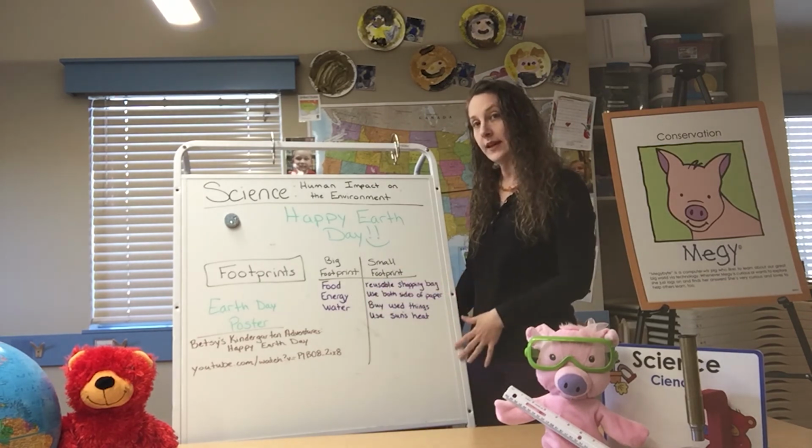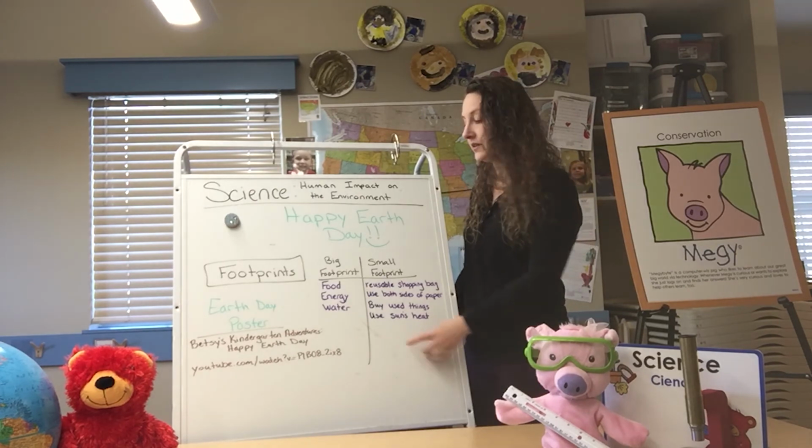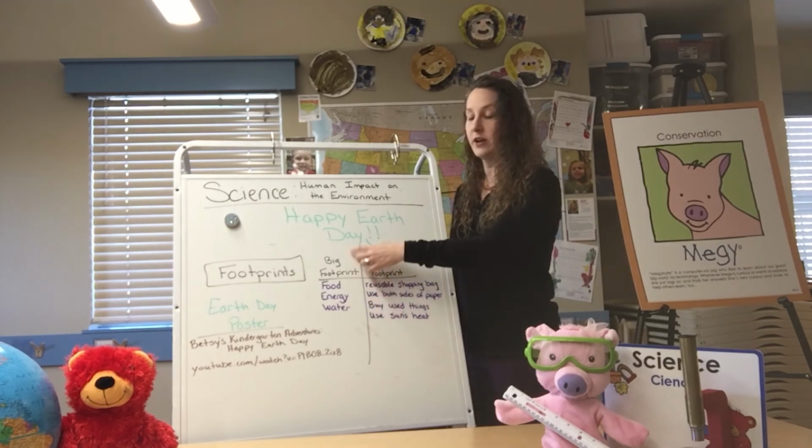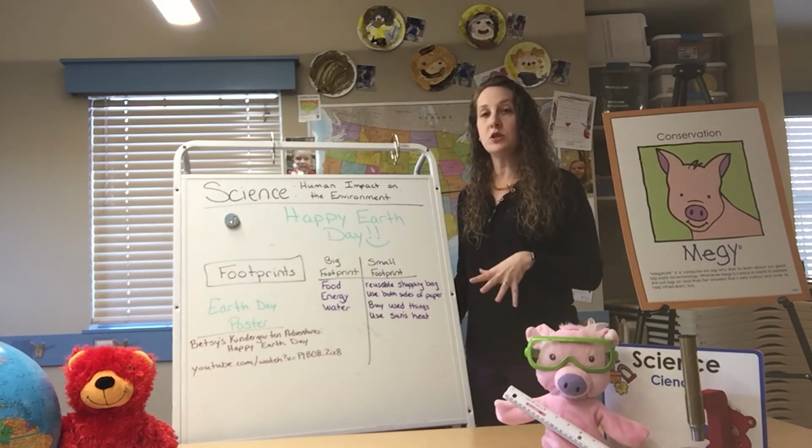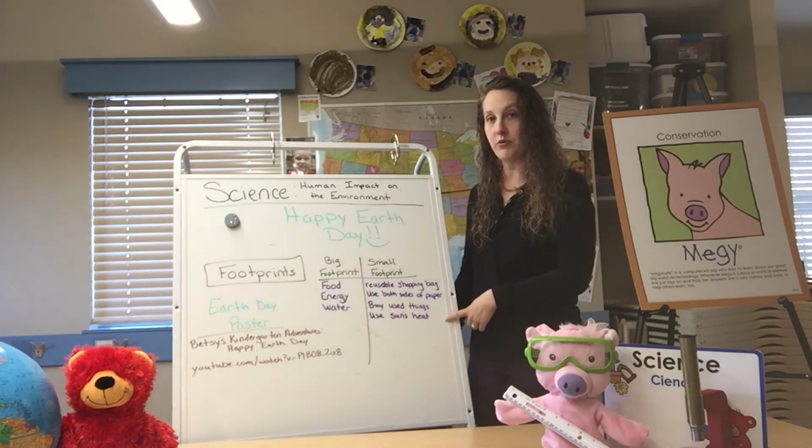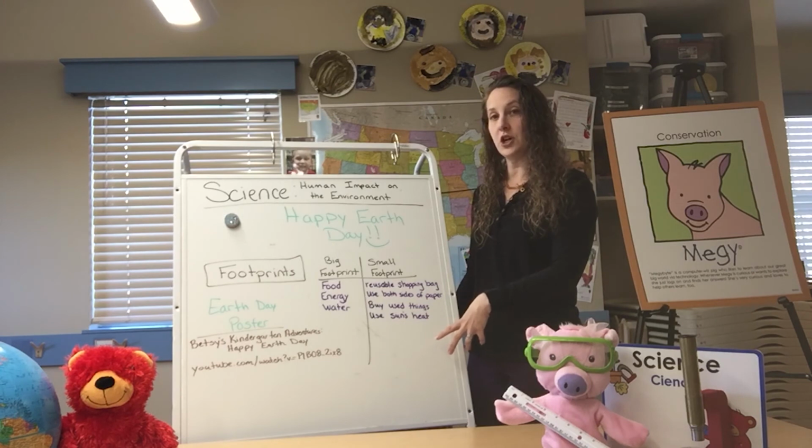So I want you to keep thinking, list out 4 or 5 other things, maybe find 1 or 2 other things that are a bigger footprint. Look around, what do you do at home that could be a big footprint or a small footprint, and list those out in your T-chart.